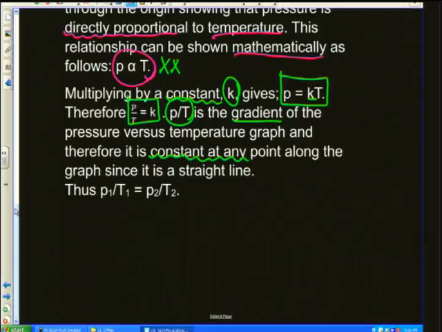So if that is the case, that will mean that P over T is a constant at any point. So P1 over T1 will be equal to P2 over T2. That's what it would mean.